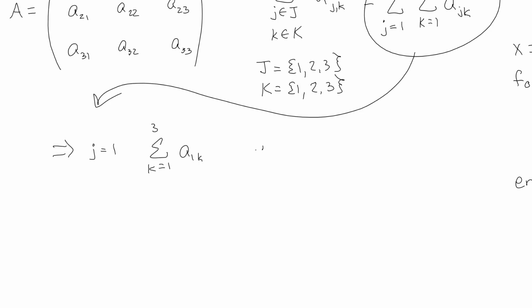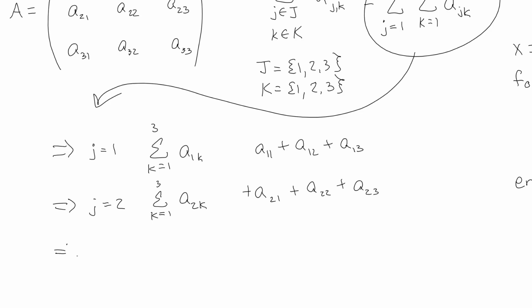So that would let you have A11 plus A12 plus A13, all right? And then J would go to 2. So really you have, again, the summation of K going from 1 to 3, where I have A2K. So you have plus A21 plus A22 plus A23, all right? And then you're going to set J equal to 3, and then again, K is going to go from 1 to 3 of A sub 3K. So you have plus A31 plus A32 plus A33.